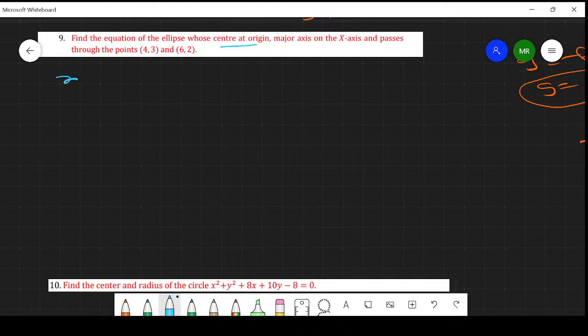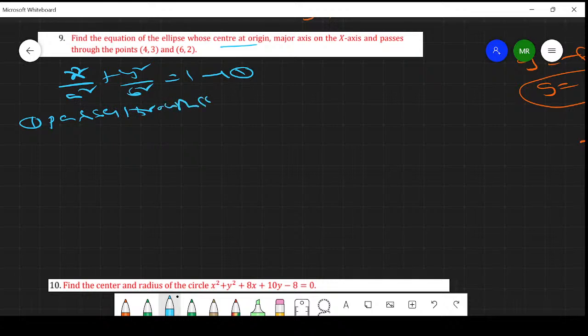See, in this problem, the required ellipse I can consider as x square by a square plus y square by b square is equal to 1. Since it passes through (4, 3), substitute (4, 3) in this. It comes 16 by a square plus 9 by b square equal to 1. This is one of the equations.